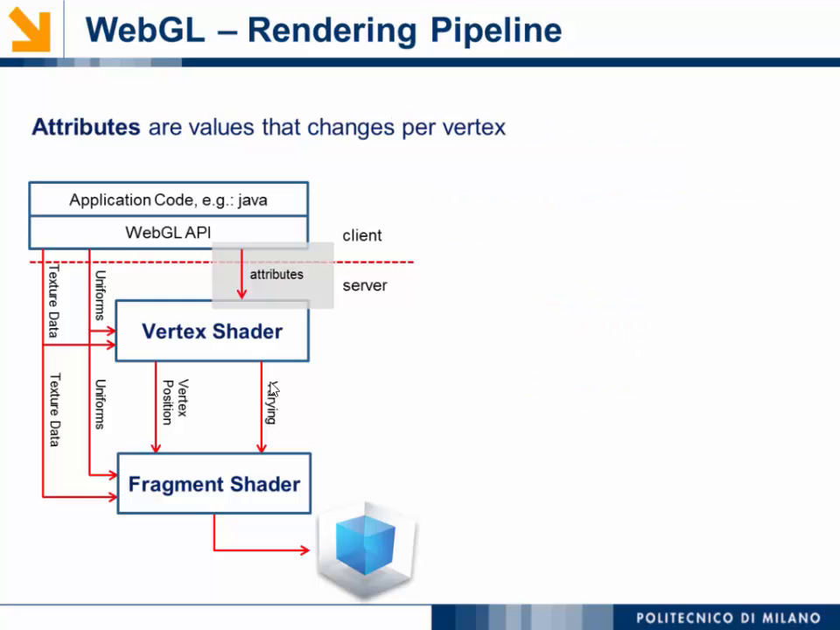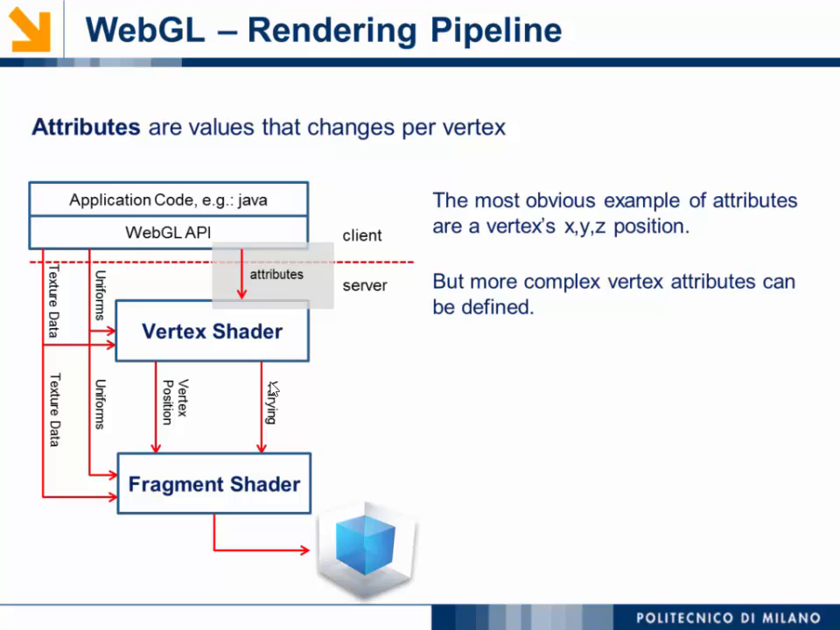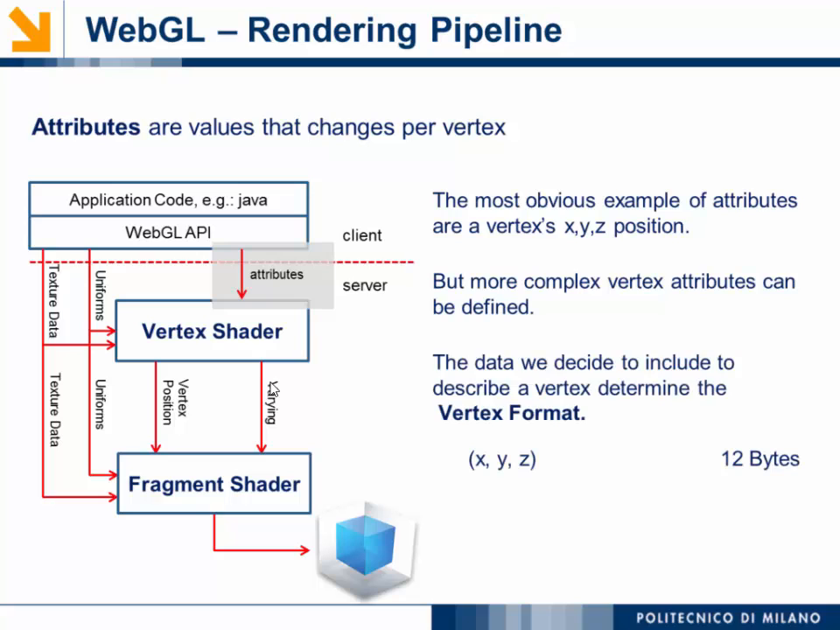The attributes are those values which change per vertex. Attributes can be sent only to the vertex shader because of this. Typical attributes, the most common, are x, y, z position. They change for each vertex, usually, unless we have two overlapping vertices. Of course, not only x, y, z are the values passed for each vertex. We have seen that we can send more. We can create a more complex vertex format, adding information, as in the case, for example, of the colors.